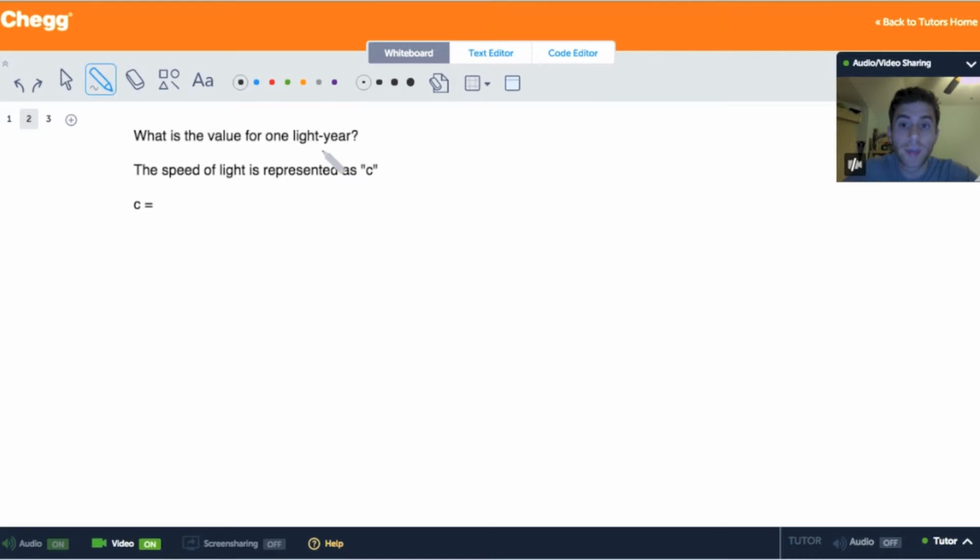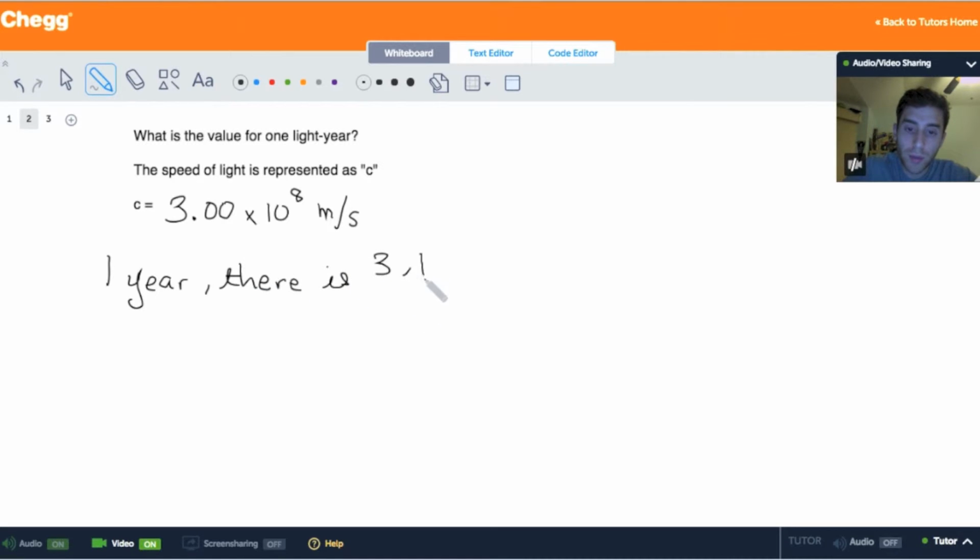So let's now get the value for 1 light year. The speed of light is normally represented as c, and c is equal to 3.00 times 10 to the 8th meters per second. Now, in 1 year there are 3.15 times 10 to the 7th seconds. If we multiply the number of seconds in a year by the speed of light, we'll get meters per year.